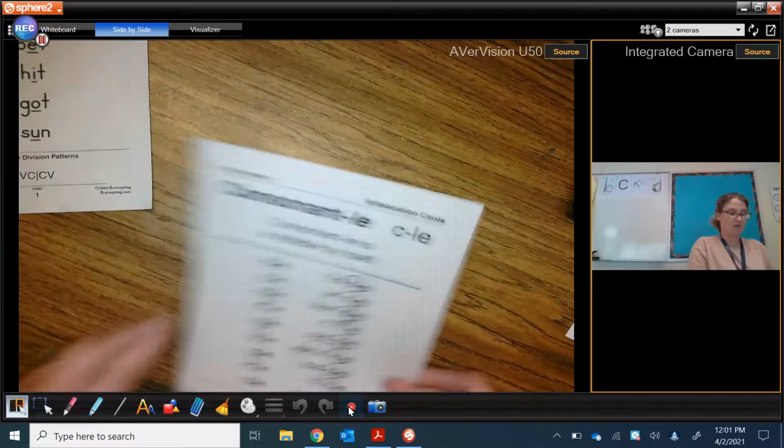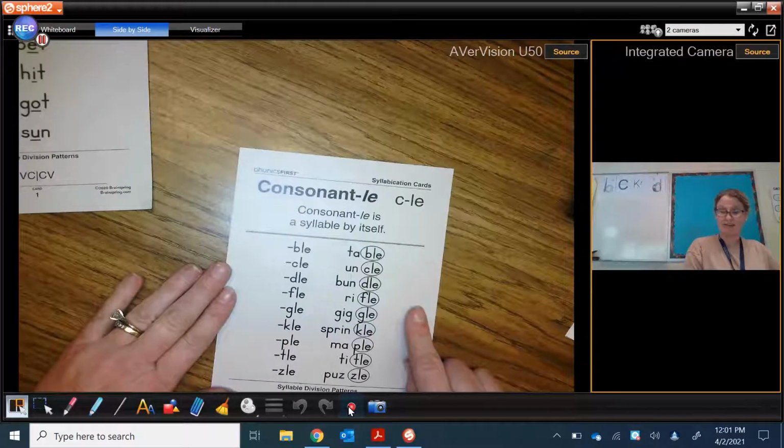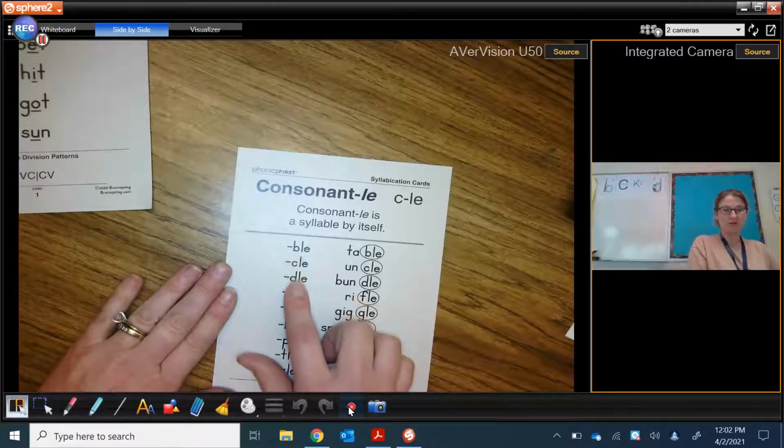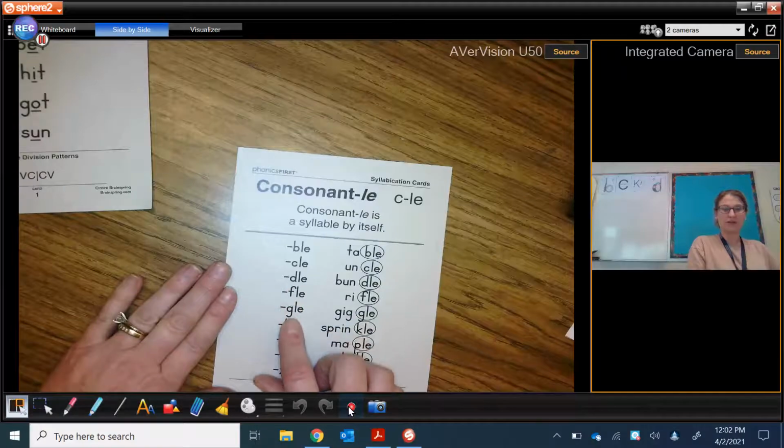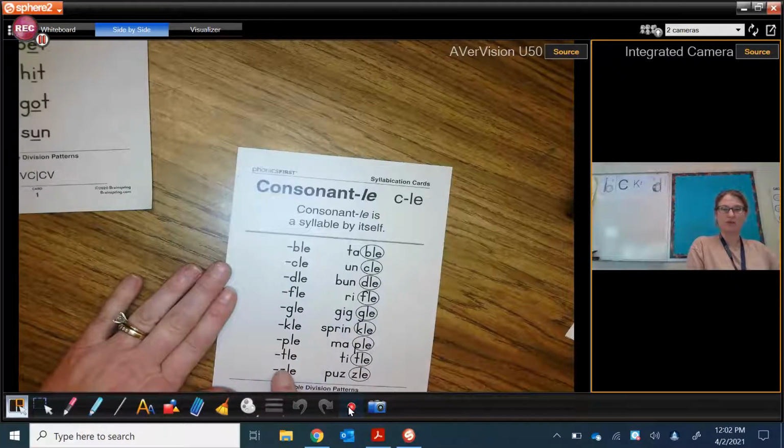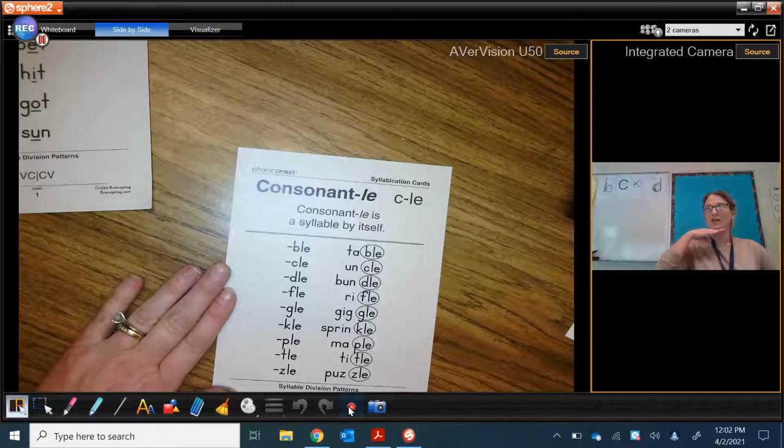Our next type of syllables that we've been talking about is consonant LE. And the consonant LE makes its own syllable. So bull, cull, dull, full, gull, pull, tull, and zul. And if you say them, gull, you feel your jaw move. That's why you know it's a syllable. It's a talking vowel because you feel your jaw move. So, bull, cull, dull. Okay? So now let's move these.